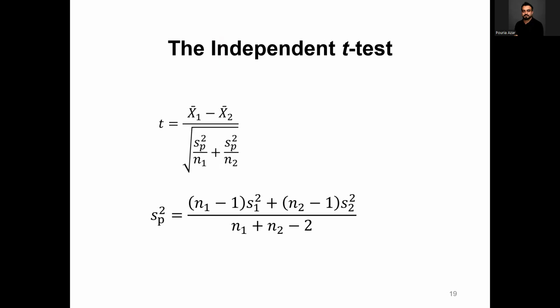Again, you don't have to memorize or remember this formula. So this is the independent t statistic formula, which is the mean of sample 1 minus the mean of sample 2, divided by the square root of the standard deviation of each sample. It's called the pooled standard deviation.